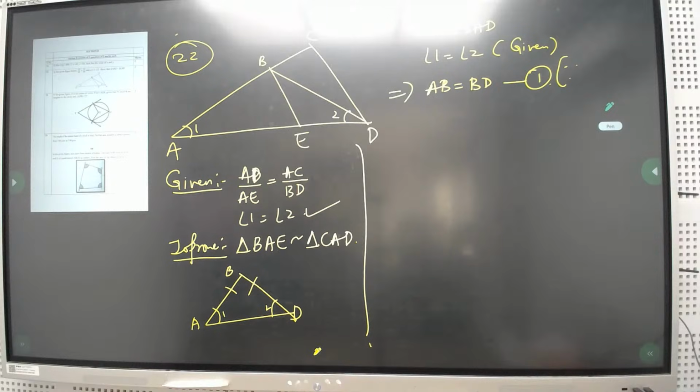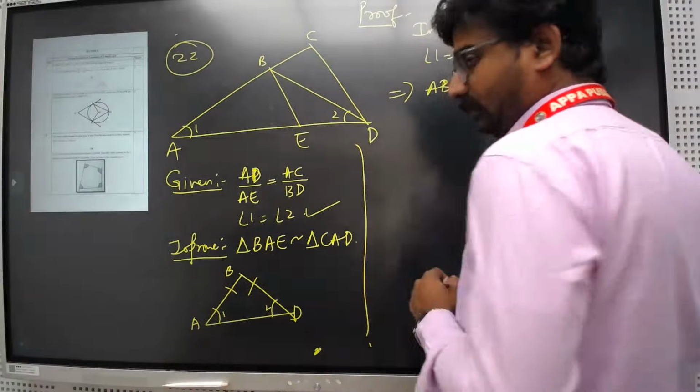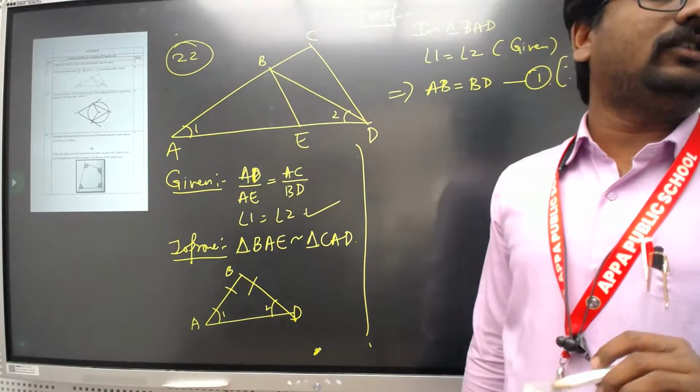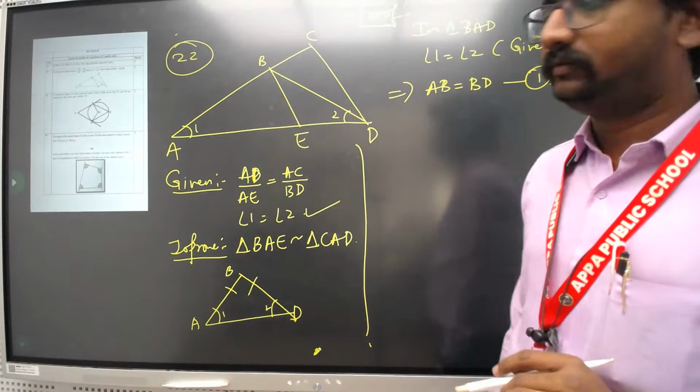No. Sides opposite to equal angles of a triangle are equal. Sides opposite to equal angles of a triangle are equal. Now something can be replaced. Statement once again, sides opposite to equal angles of a triangle are equal.